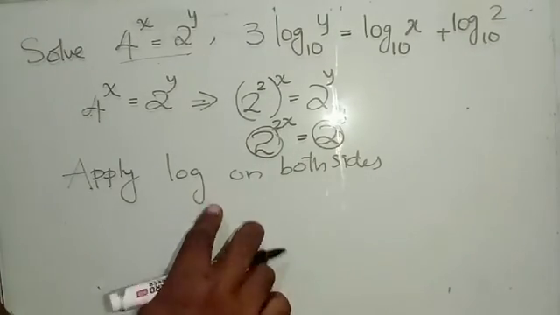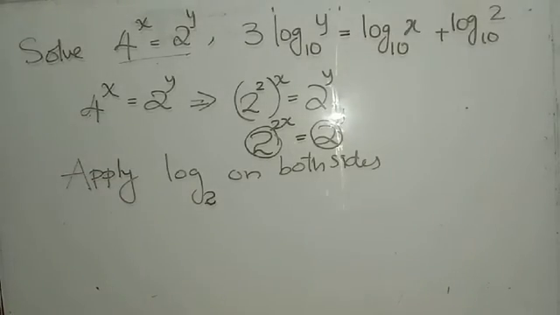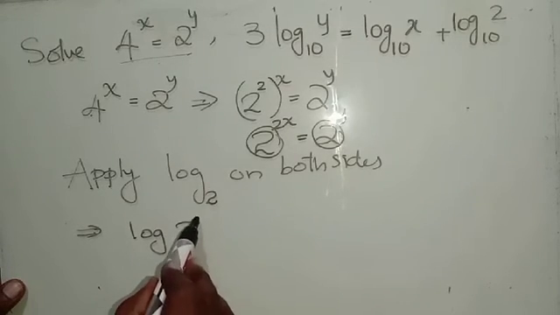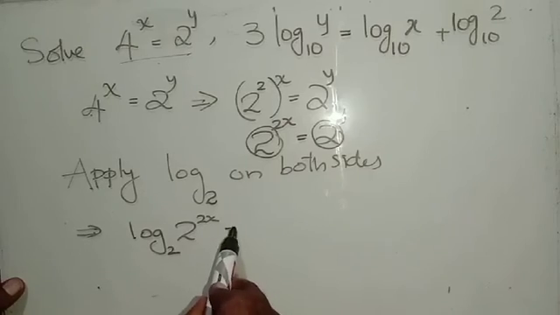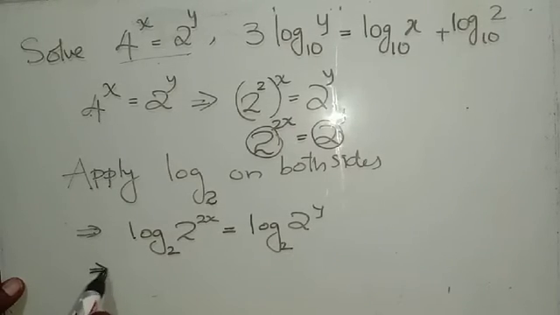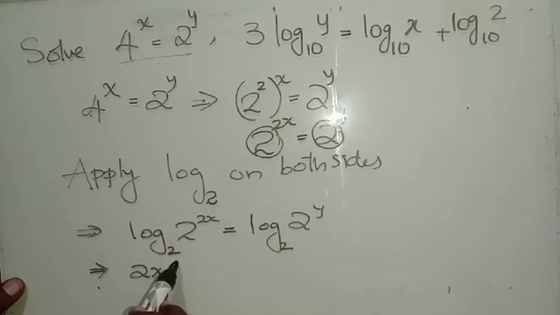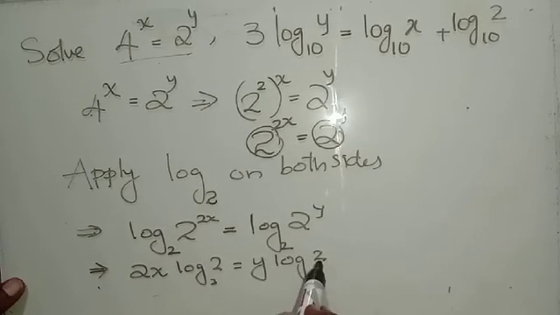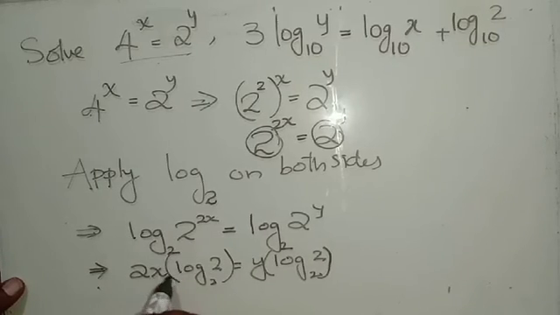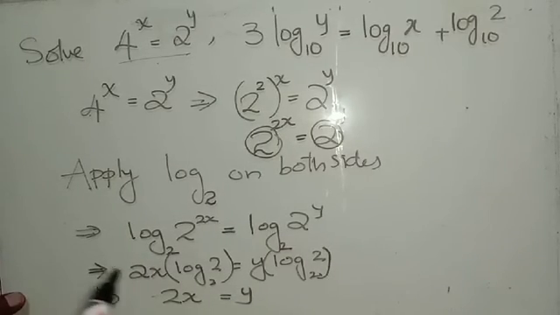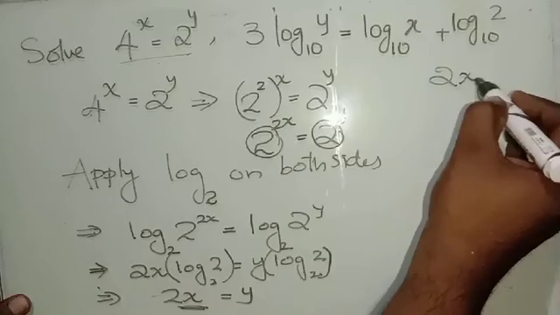Here the base is 2. So let's make the base of the logarithm also 2. So apply logarithm on both sides. We get log of 2 raised to 2x to the base 2 is equal to log of 2 raised to y to the base 2. That gives us 2x log 2 base 2 is equal to y log 2 base 2. Log 2 base 2 is 1. This log 2 base 2 is also 1. So we get the answer as 2x is equal to y. That is the simplified form of the first equation. So what is the first equation? 2x is equal to y.